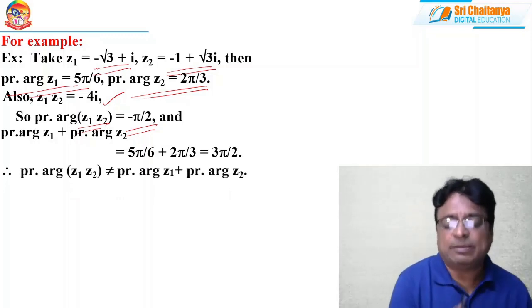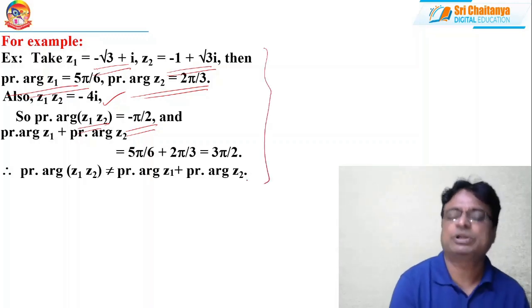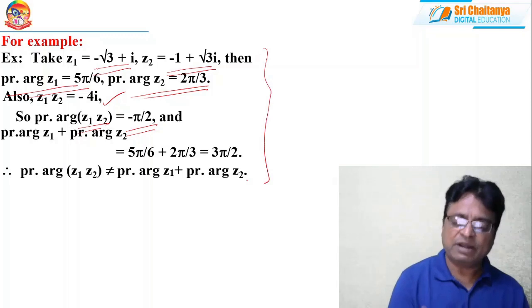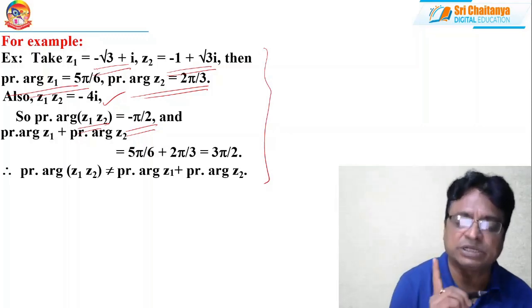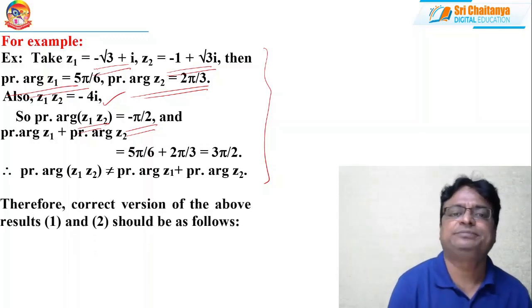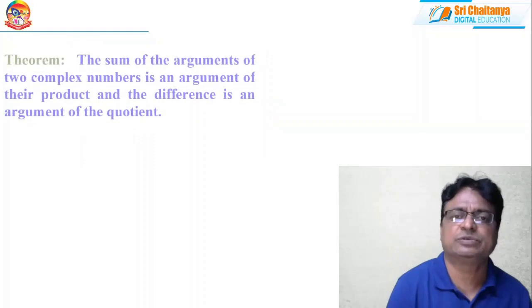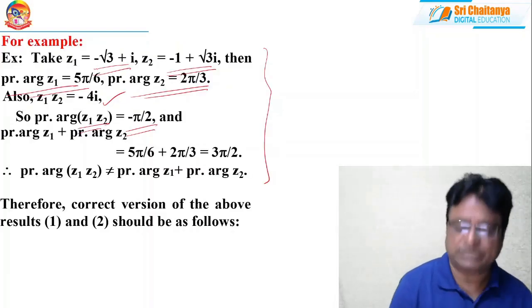That's why in the above formula, we have mentioned only the arguments, not principal arguments. So this is the best counter example. Whenever I am using argument of Z1 Z2 is equal to argument Z1 plus argument Z2, there I have to consider only the general value, not the principal value. Similarly, the same result holds for the quotient also.